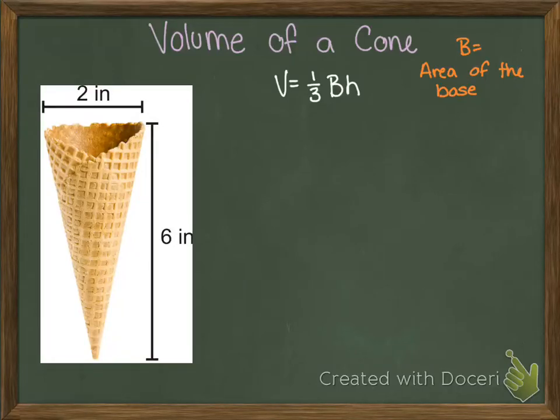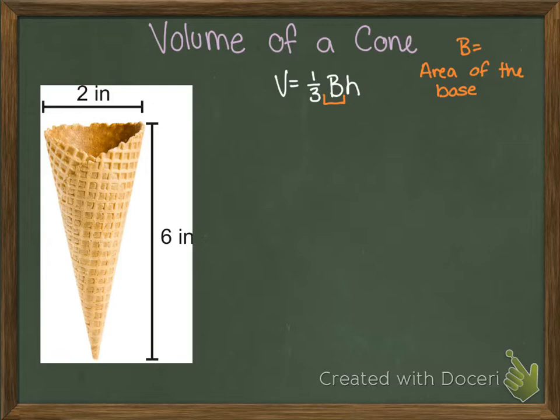Alright, so we are going to find the volume of this ice cream cone using the formula. Our formula, based on our reference sheet, is volume equals 1/3 big B times H. Now remember, big B, we need to first start out by defining what that is. Big B represents the area of the base.